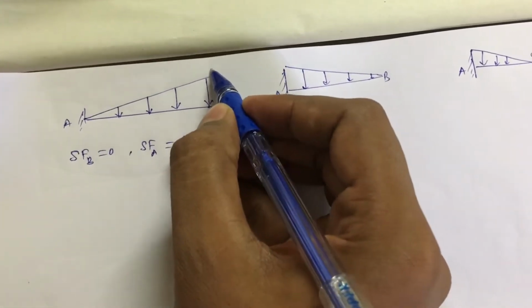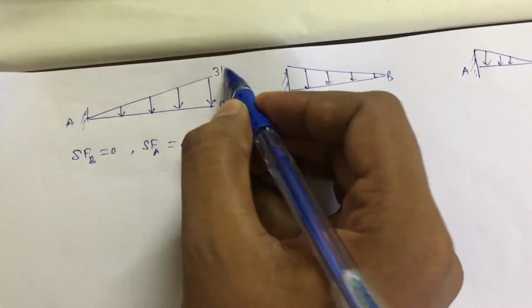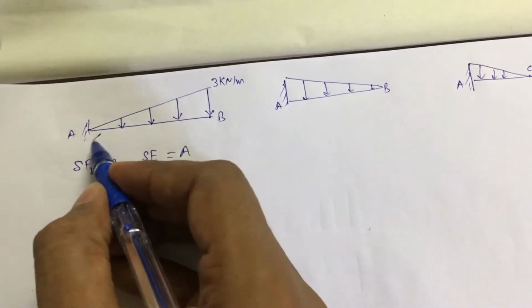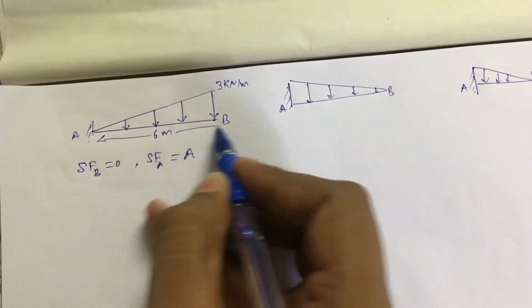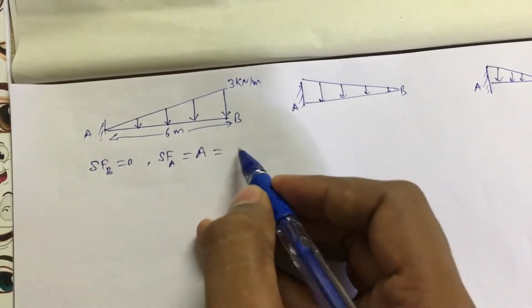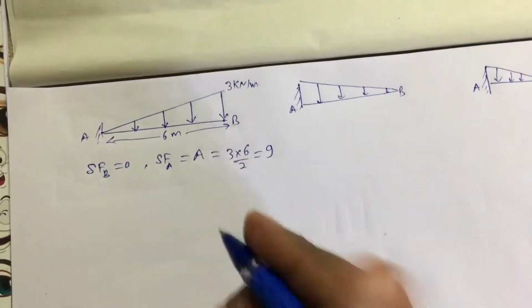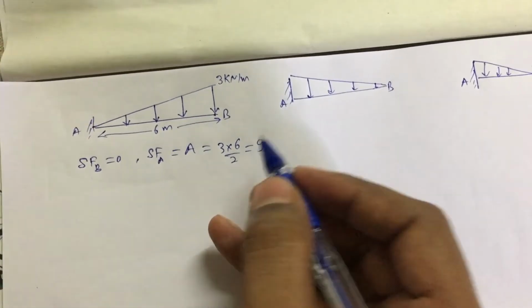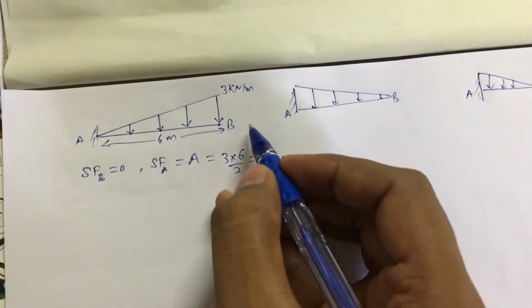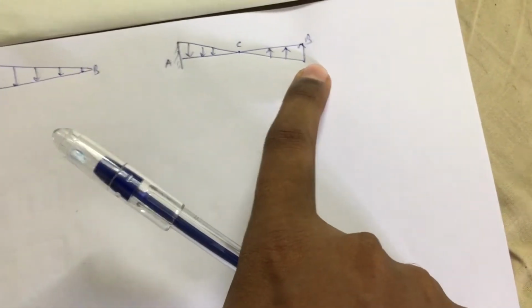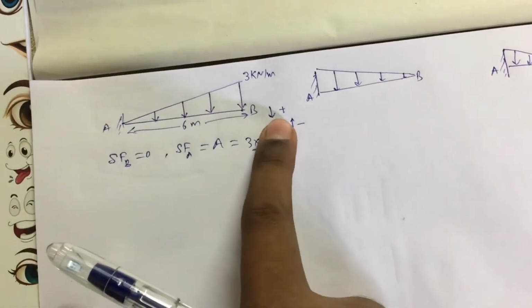So let's take this is 3 kilonewton per meter, and we'll follow 3 in all the questions, and this is 6 meter. So your shear force will be 3 into 6 by 2, which is 9, right? Now this will be plus 9 or minus 9. So downward acting forces we consider as positive, and upward negative. Like in this case we have upward, so we'll take this as negative, but here positive because downward.